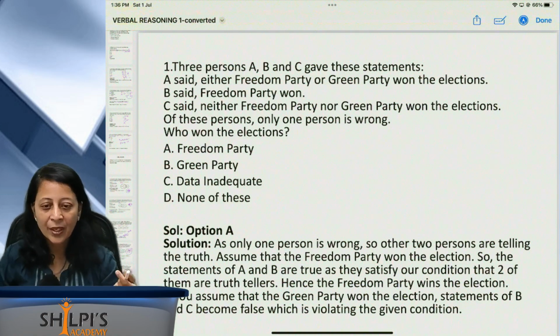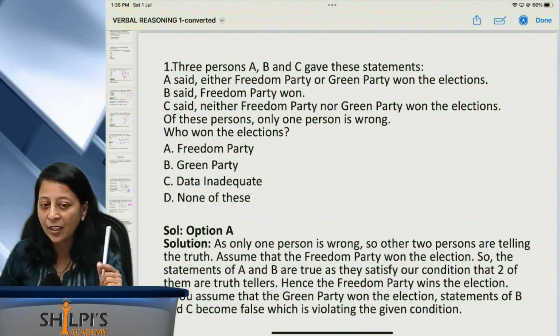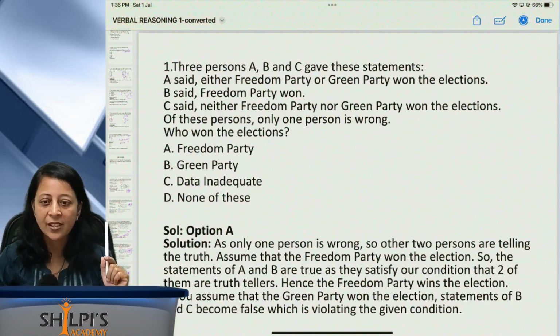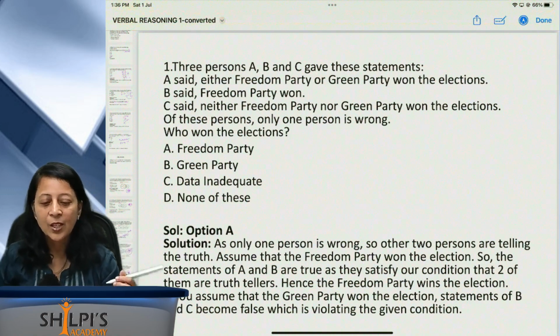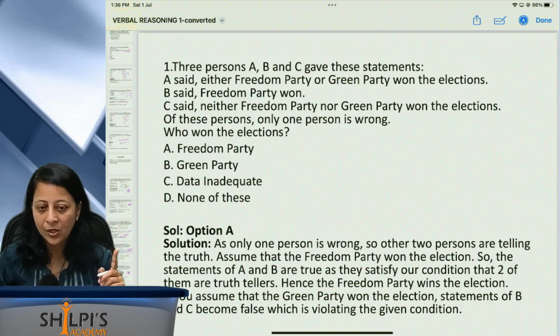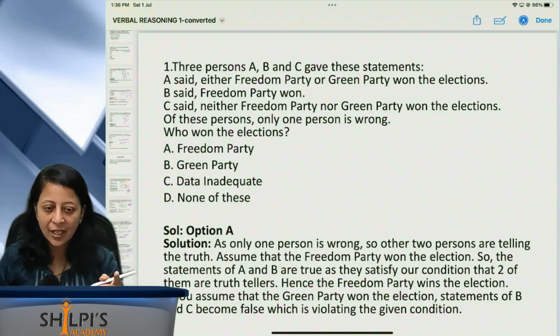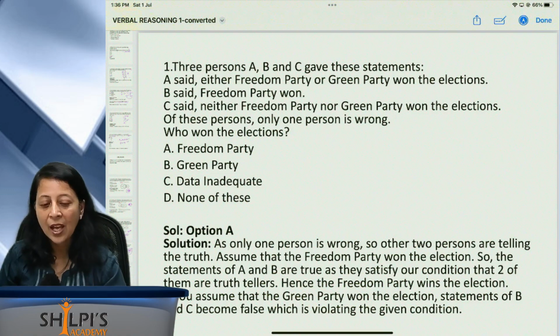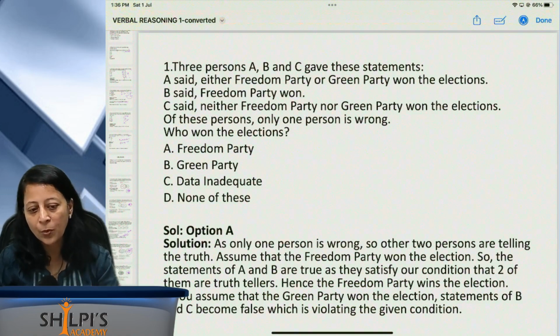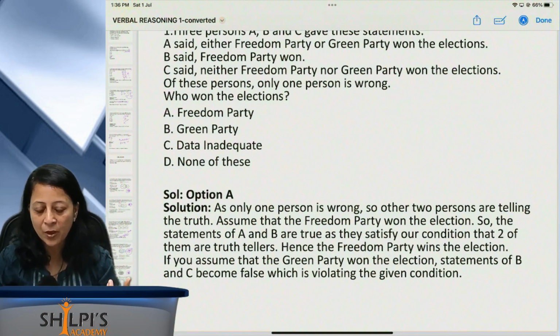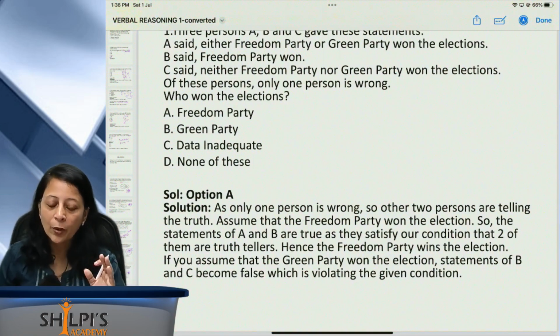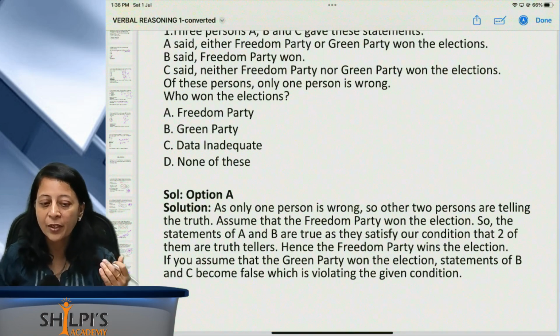The answer is Freedom Party won, because A said either party, B said definitely it is Freedom Party, and C said neither. As only one person is wrong, two persons are telling the truth. Assume that the Freedom Party won the election, so the statements of A and B are true, as we satisfy our condition that two of them are truth tellers. Hence, the Freedom Party wins the election.